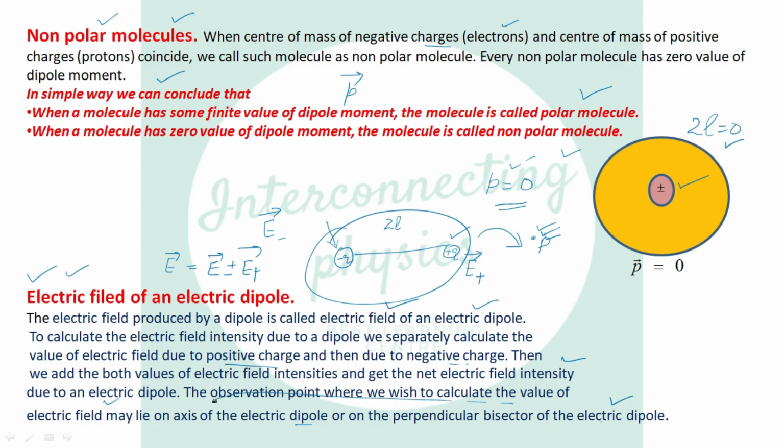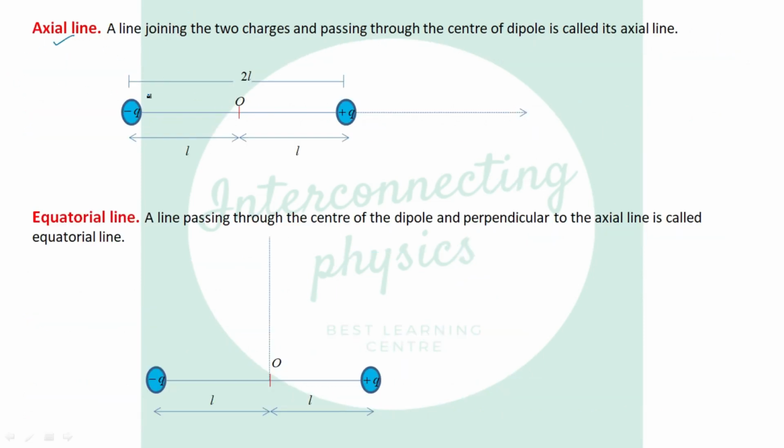So let us discuss what is axis and what is perpendicular bisector. For the axial line, let us say point P, where the test charge is present, where we wish to calculate the electric field of this dipole, is present here. So what is this line called? A line joining the two charges and passing through the center is called the axial line. So we can say point P is present on the axial line of the dipole.